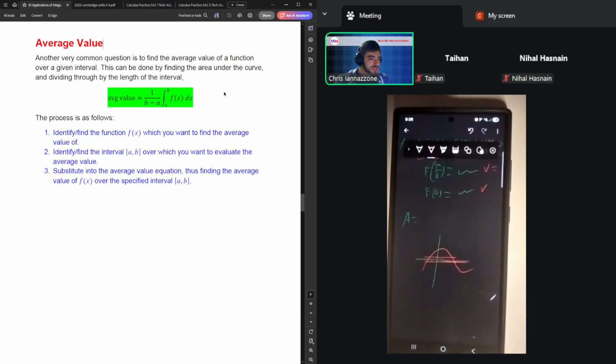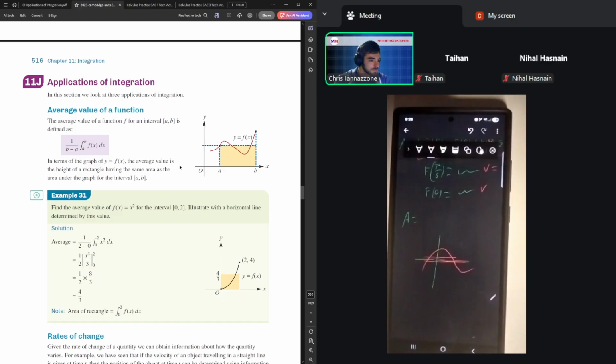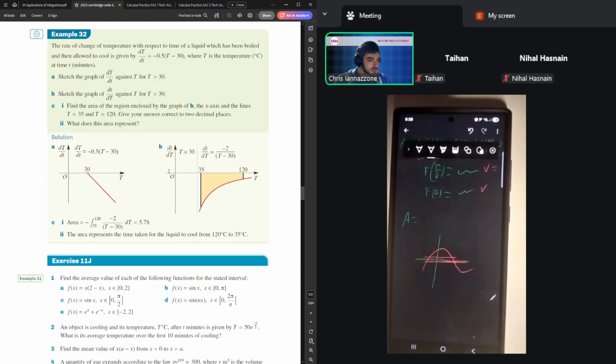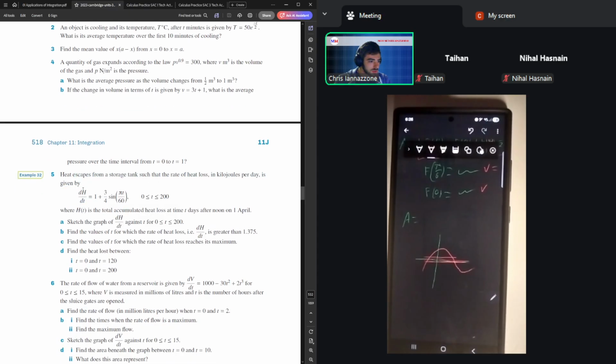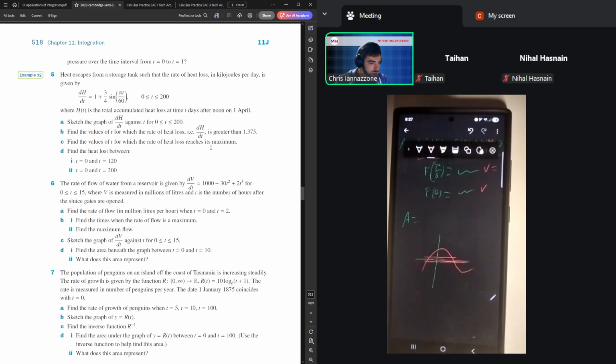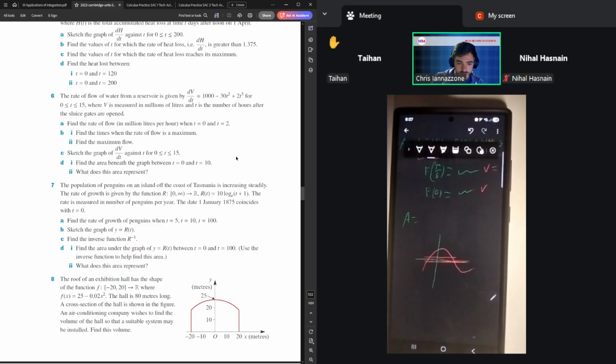Average value in the context of an application question will depend on what that function is actually describing. So if we have a look at some examples here, we've got heat equations where you're anti-diffing heat. So your average value is going to be the average heat over that time duration. Flows of water is going to be the average volume of water over that duration. So you will have to reshape your interpretation of what average value is, depending on what the function's called.